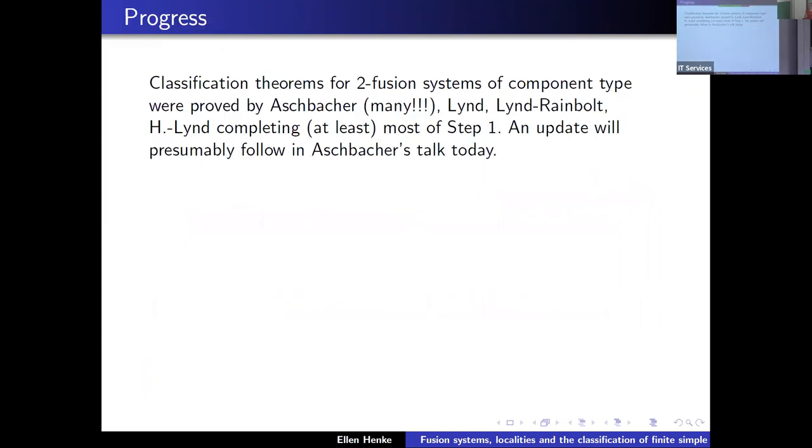Okay, so you will not be surprised to hear that Aschbacher already proved many, many classification theorems for fusion systems of component type. Some other theorems were proved by Justin Lynd, by Lynd and Reeh, and also by Justin Lynd and myself. So this completes at least most of step one, and I think Aschbacher will give us an update on that this afternoon.